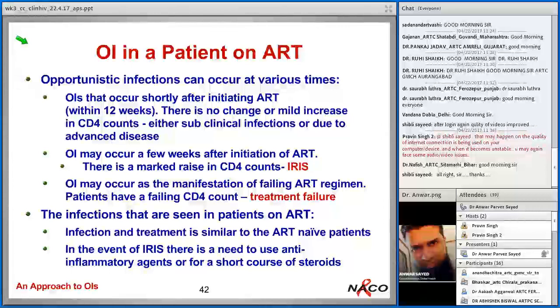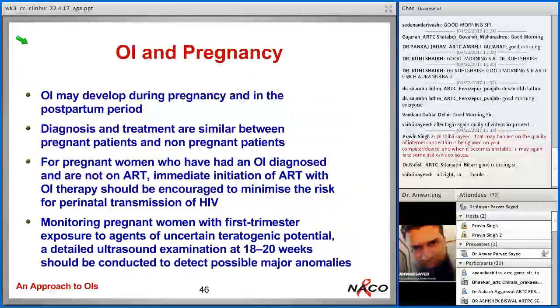Infections that are seen in patients on ART, their diagnosis and treatment are similar to ART-naive patients, not different in any way. And in the event of IRIS, there is a need to use anti-inflammatory drugs, as we saw in the last session, especially if it is a paradoxical kind of reaction. The steroid usage will be very helpful.